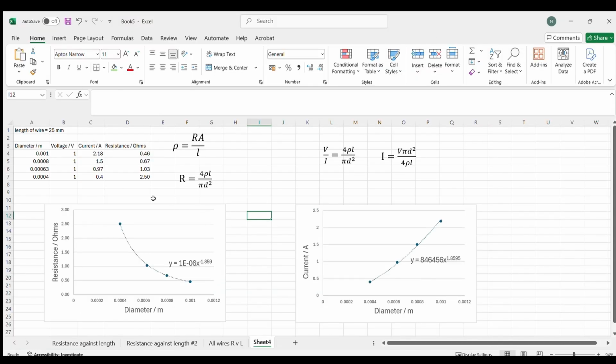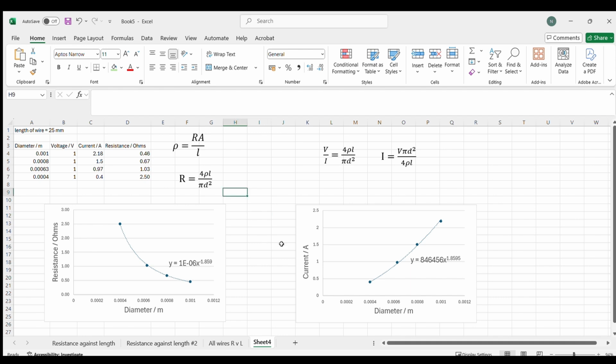Okay, so here in this first plot, I'm plotting resistance on the y-axis against diameter on the x. And this produces a power plot, which when we fit gives us an order of minus 1.859 as the fitted power. So this rounded to the nearest integer is 2. And if we check with the equations, you can see that this is exactly what we expect. Resistance should go as d to the minus 2. Now, all I've done here is just sub in for pi r squared in this equation, and it gives us the relationship between resistance and diameter.